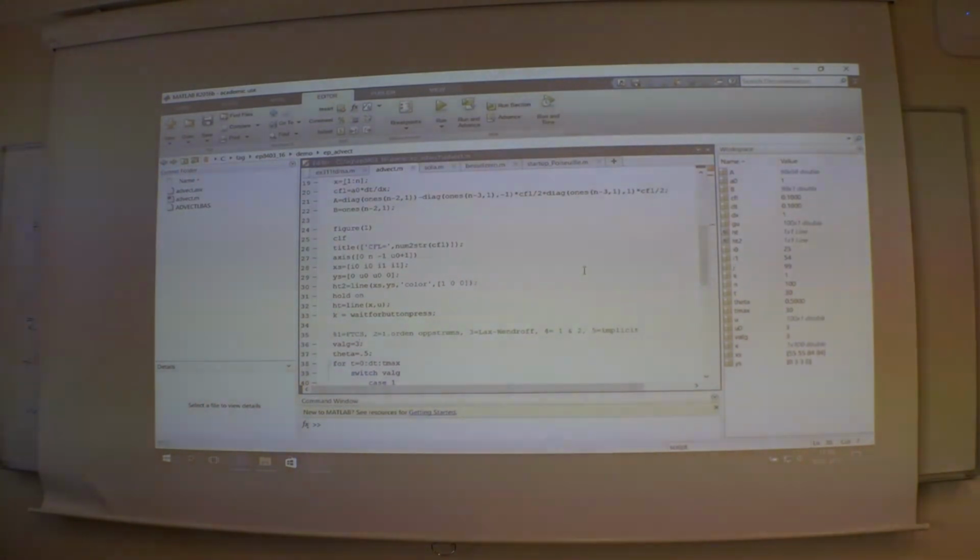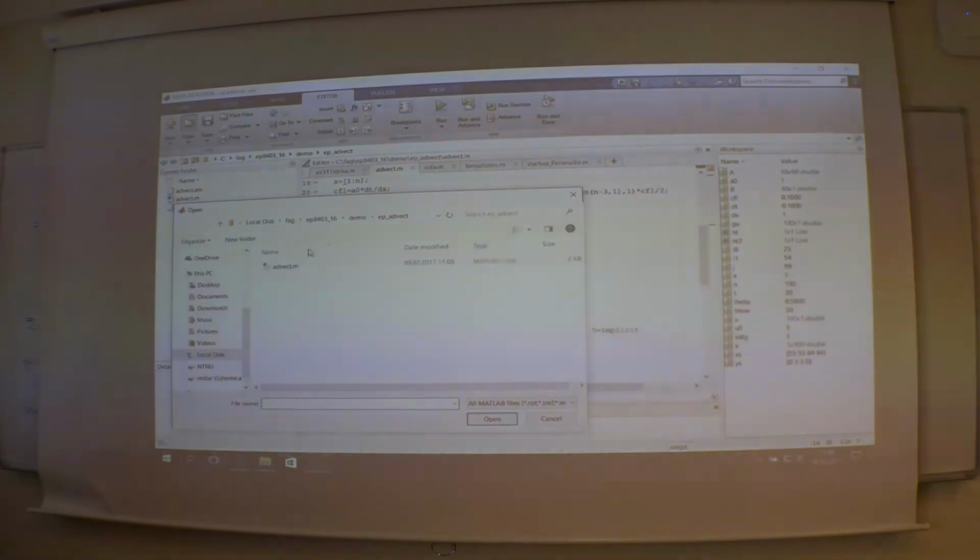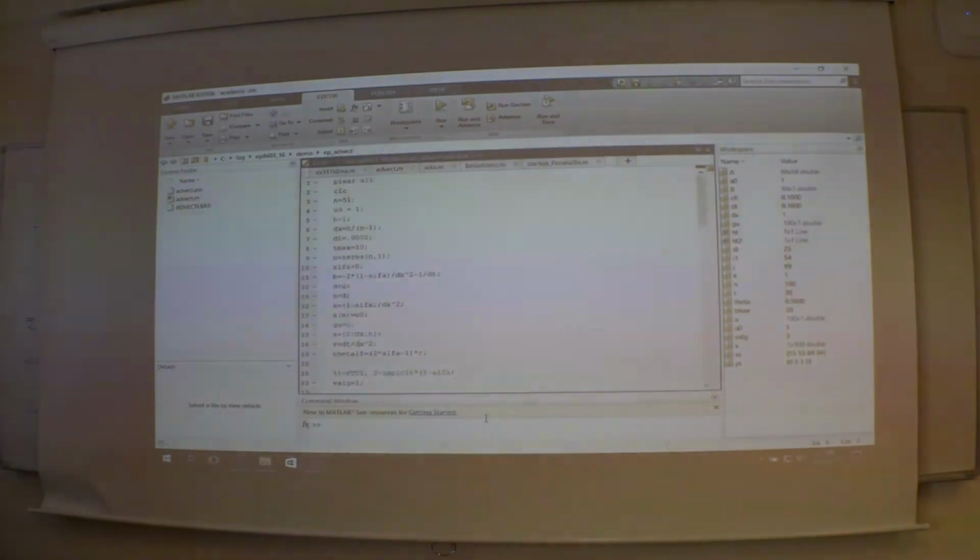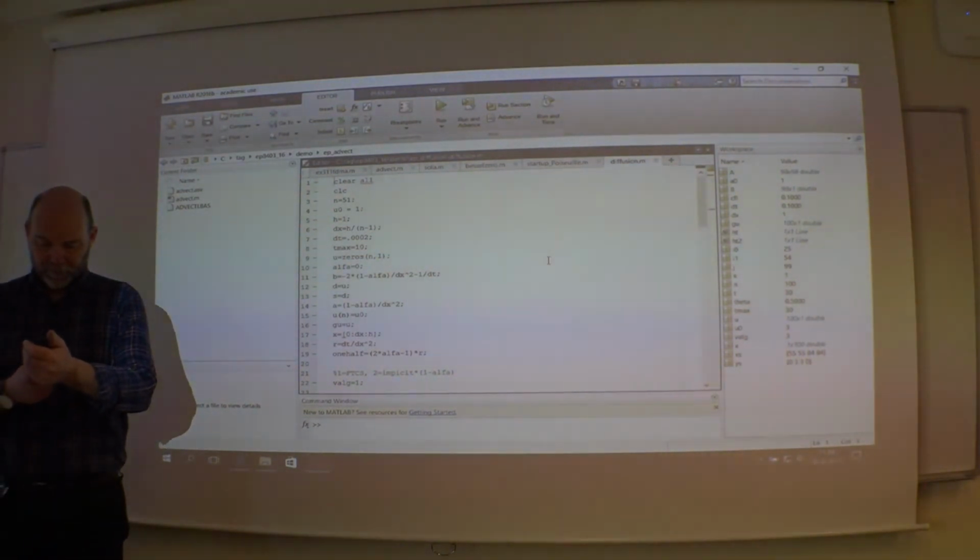If we now try looking at the other problem that we had, that was the diffusion equation. Let's see now. The diffusion equation. I'll just show you the philosophy here.